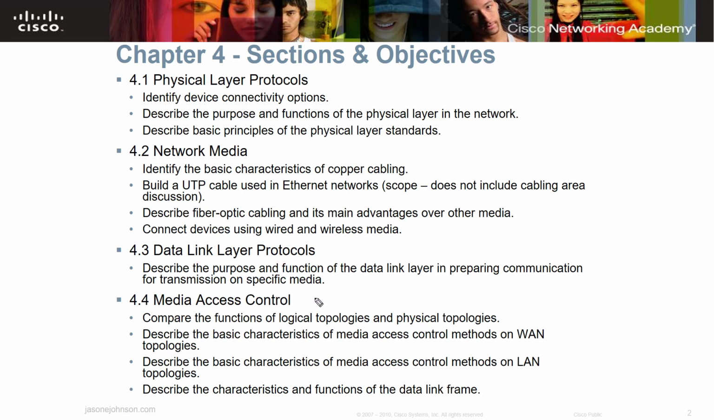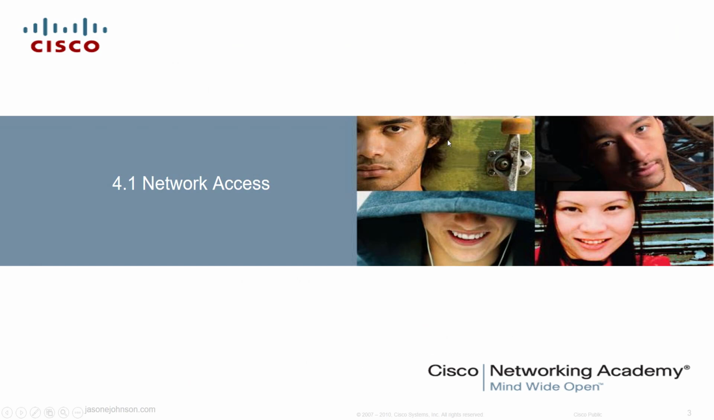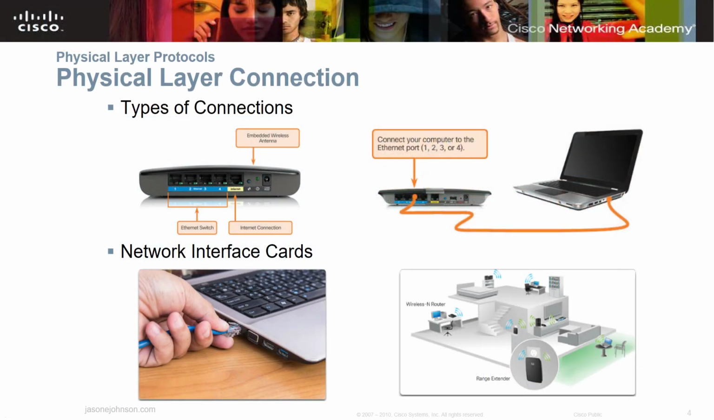So in Chapter 4, the first section, 4.1 physical layer protocols, we are going to identify network types of connections. So when we talk about the physical layer connections, we're talking about how we transfer data from one endpoint to another endpoint, or from an endpoint to another device. So, the different types of connections we have.